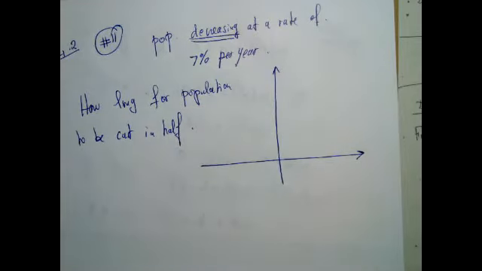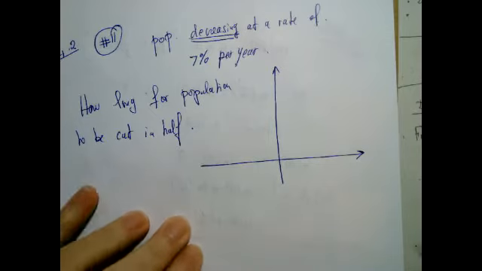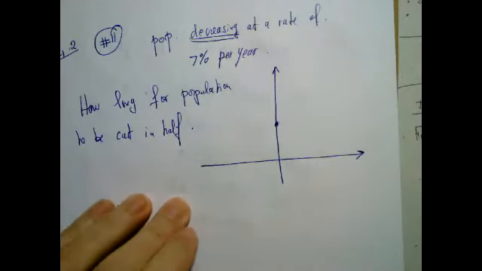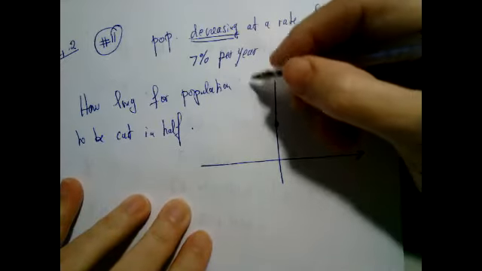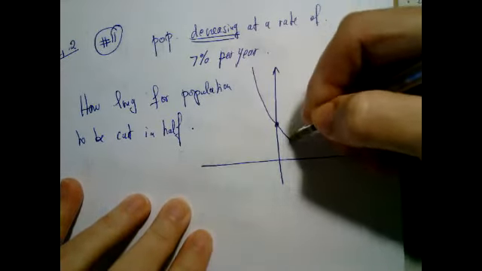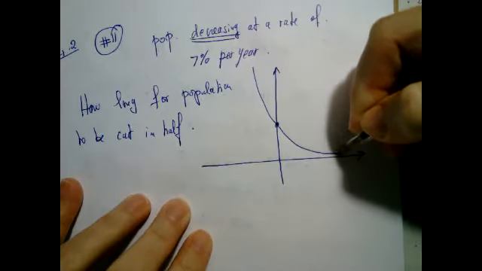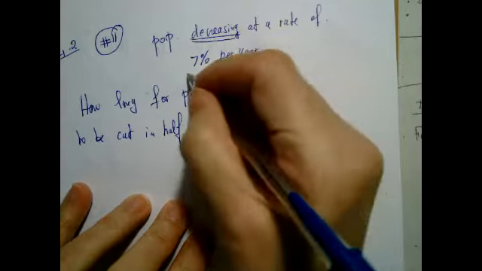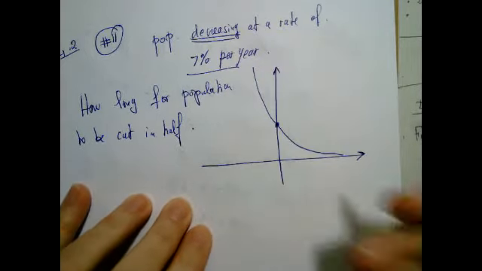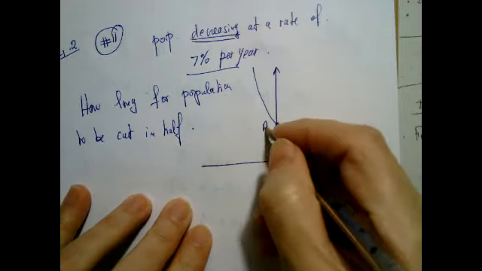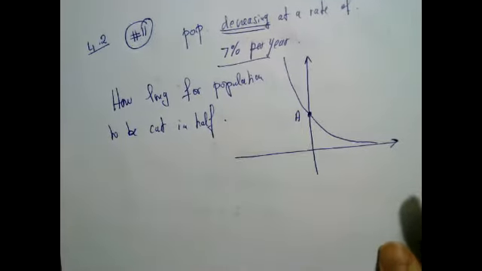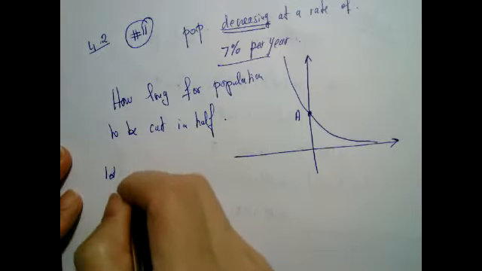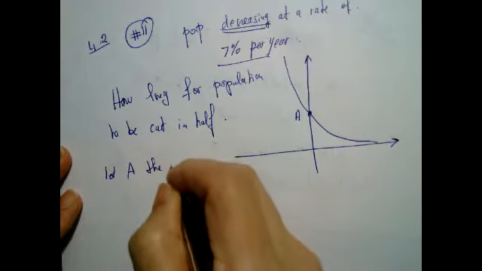It's not hard, but it's a bit confusing. They do not give me the initial population. The problem doesn't give it to me. But the problem is telling me that it is decreasing at a rate of 7% per year. So we're going to call A the initial population. I know that we don't have it, but we should be able to deal with it.